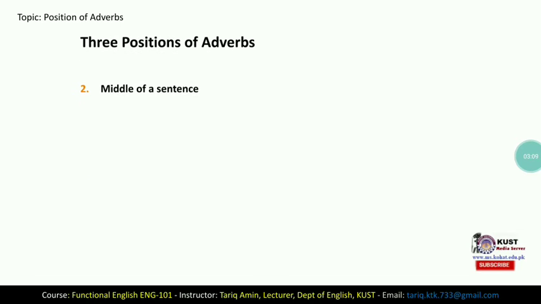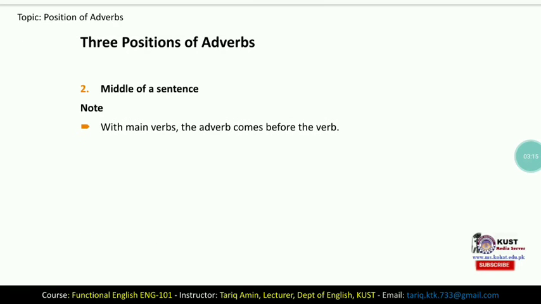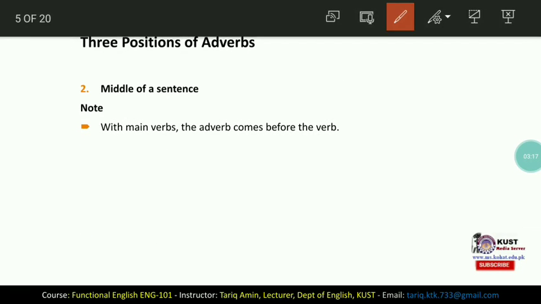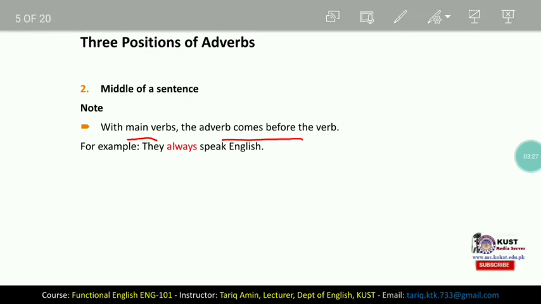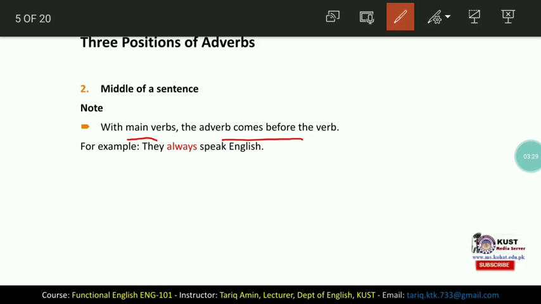This is the second position. Note, this is an important note. With main verbs, the adverbs come before the verb. There are different types of verbs. With a main verb, the adverb comes before the verb. For example, "They always speak English." In this example, "speak" is a main verb, and we can see that the adverb "always" has been used before it. It has come before the main verb.